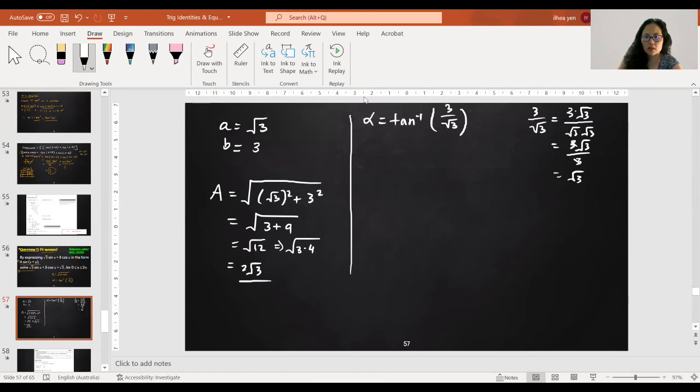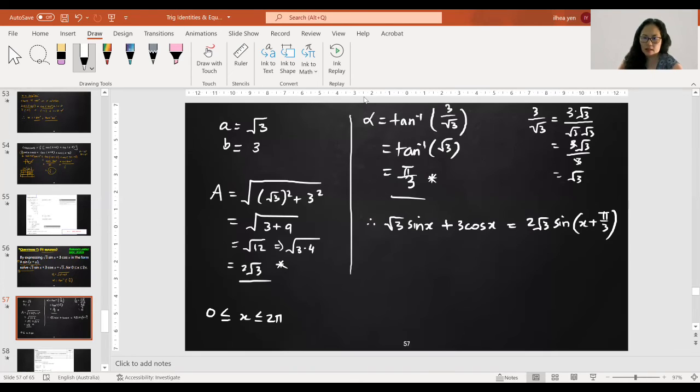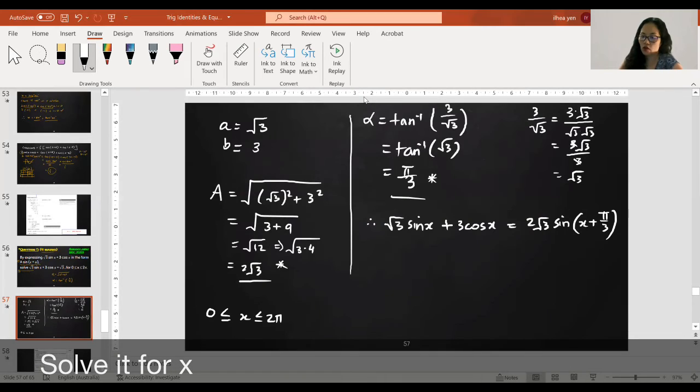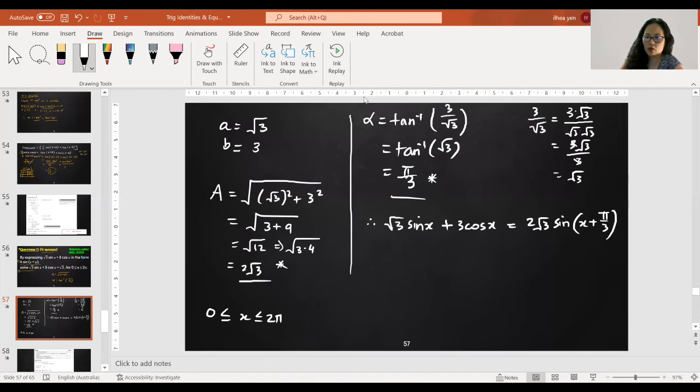So it becomes, which angle has tan something as root 3? 60 degrees, which is pi over 3. So we have this and this. Therefore, we can put that into the form. All right, this is not the answer. This is part of it. And then we have to solve it. Solve it when that whole thing equals root 3.